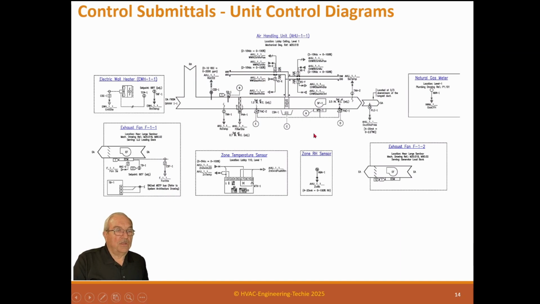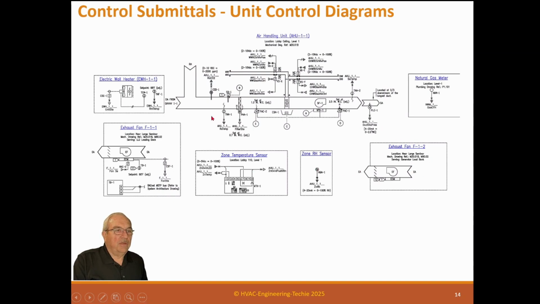And a control submittal unit diagrams. Now, this is a little bit harder to see, but this is basically a schematic diagram of an air handling unit. And you can see that it has the fan, the coil, some different devices out here, and then it has some typical wiring diagrams or diagrams of what's going to happen here.